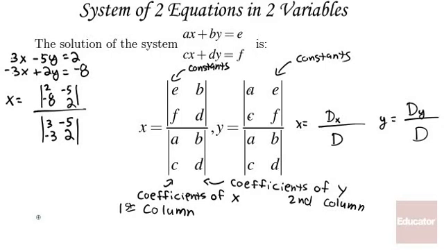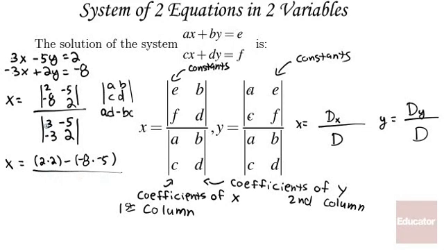Once I get this far, I just use my usual methods for finding a determinant. And remember that if a determinant is a second order determinant, A, B, C, D, I just need to find AD minus BC. So I'm going to do that. So x equals 2 times 2 minus negative 8 times negative 5, over 3 times 2 minus negative 3 times negative 5.